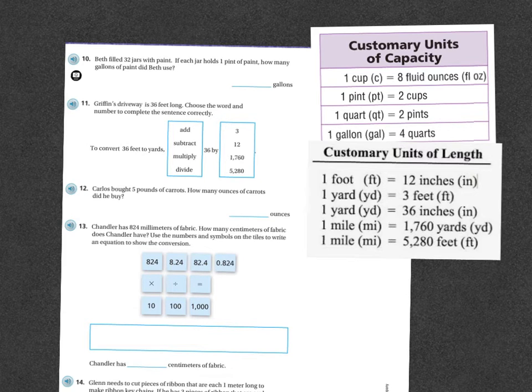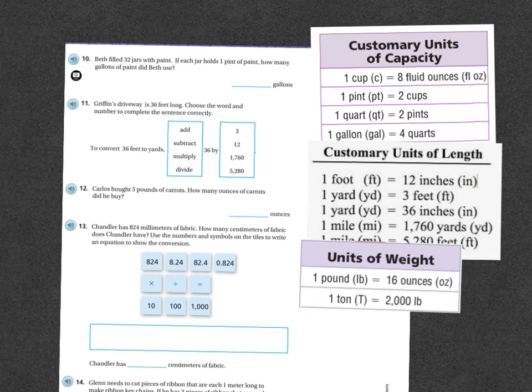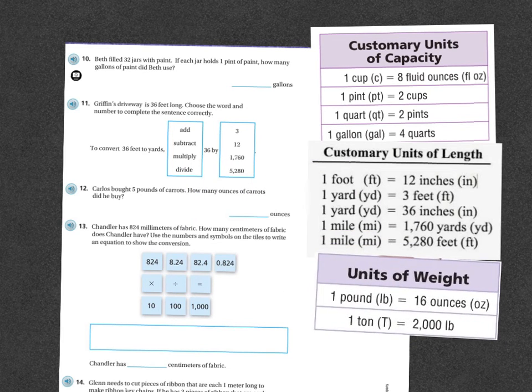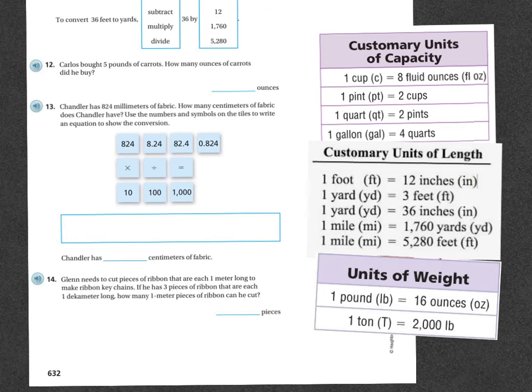12. Carlos bought 5 pounds of carrots. How many ounces of carrots did he buy? And let me pull up the chart for that. You're going to use units of weight for number 12. I'm going to go ahead and move on to number 13.